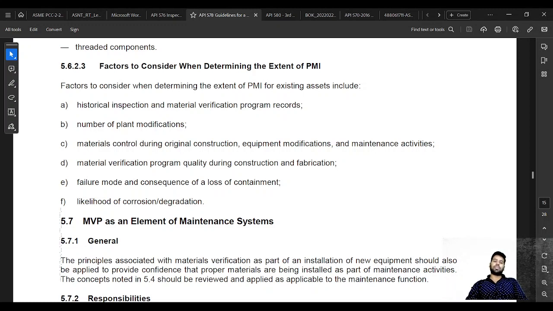So the factors to consider when determining the extent of PMI for existing assets include historical inspection and material verification program records, number of plant modifications, materials controlled during original construction, equipment modification and maintenance activities, material verification program quality during construction and fabrication, failure mode and consequence of loss of containment, and likelihood of corrosion and degradation.